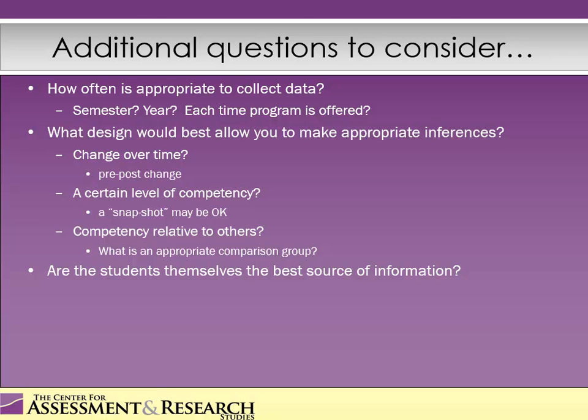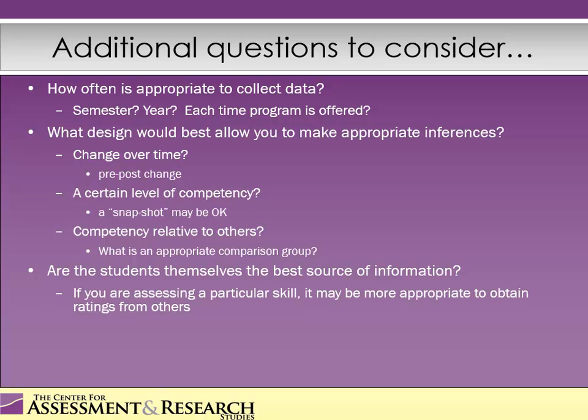Are the students themselves the best source of information? If you're assessing a particular skill, it might be more important to obtain ratings from others than from the students themselves. For example, are student leaders always the best source of information about their own leadership skills? It may be more appropriate to also ask those who are being led or an independent observer to rate the students' leadership skills. Another example is the Federal Work-Study Community Service Learning Program, in which students are employed within the community. The students' employers may provide information above and beyond students' own self-assessment of their own skills.